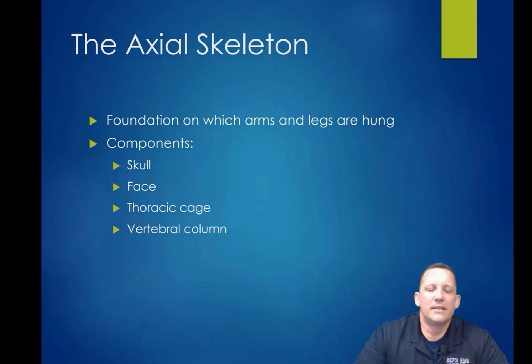The axial skeleton, if you think about this, the axis of the human body, if you just draw a line straight through the skull and down the spine, that is going to be your axial skeleton. So we're talking about the skull, the face, the thoracic cage, and the vertebrae, which is, again, the spine all the way down to the coccyx.